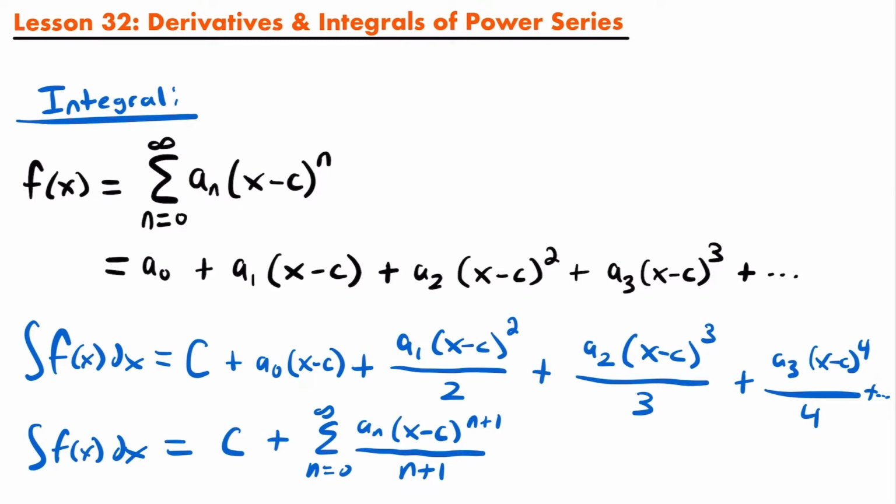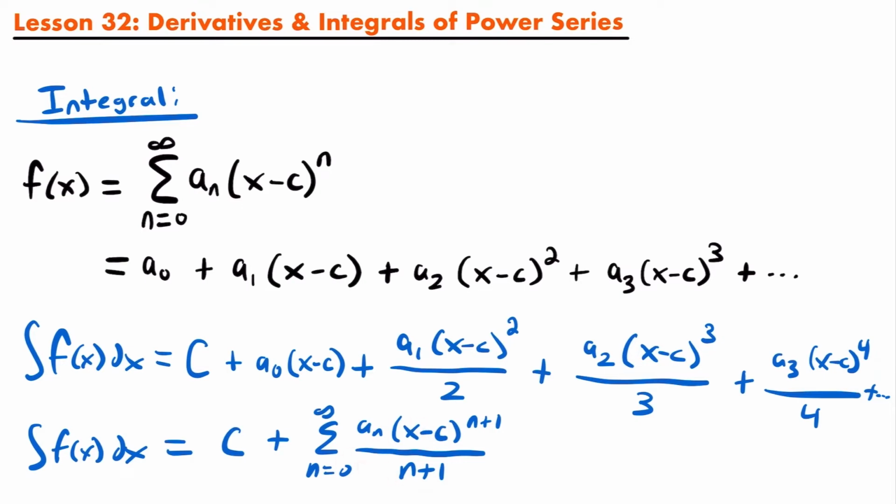And then let's check n equals 1 as well. When n equals 1, we'll have a sub 1, just like we have right here. And then (x minus c) to the power of 1 plus 1, which would be 2. So we'd have (x minus c) squared, just like we have right here. And then we will divide by 1 plus 1, which is 2. And that's what we have right here. Okay, so you can see that this power series is the integral of the original power series.